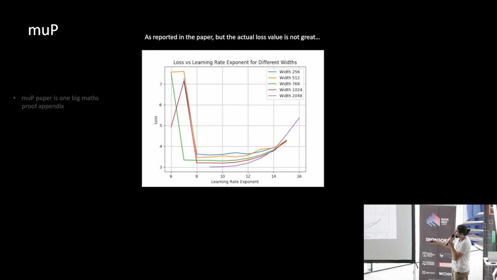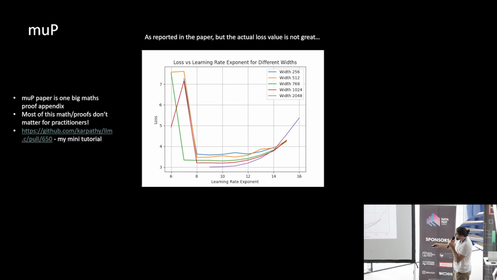If you want to contribute, I actually have a PR open, and I wrote a mini tutorial on how this works for a practitioner, because MuP is really one big mathematics appendix of a paper. Really, the author is a mathematician by profession, and so it makes sense. But it's really a lot of the maths you don't need. You just need a recipe, like a cookbook, what I need to do in order to implement MuP for my LLM.